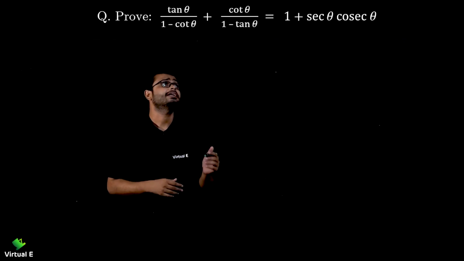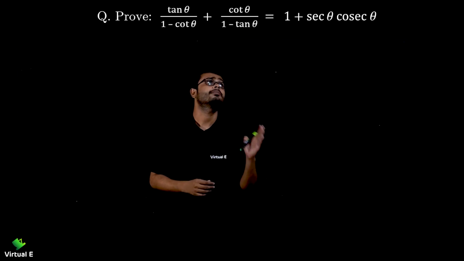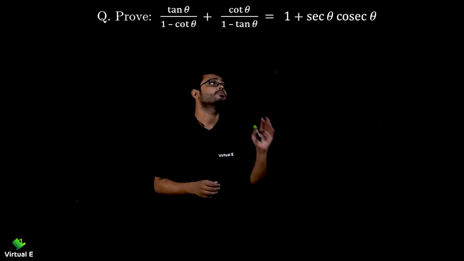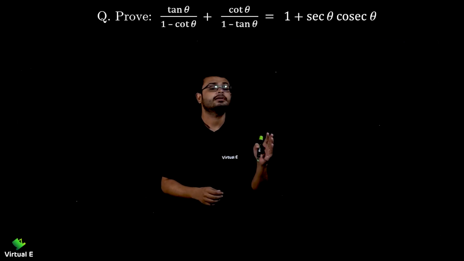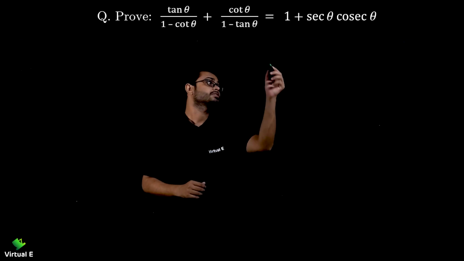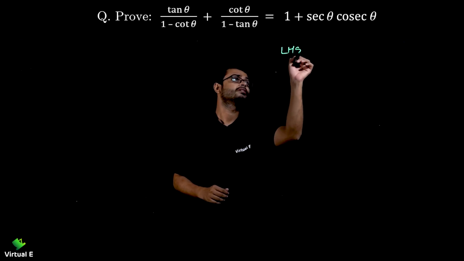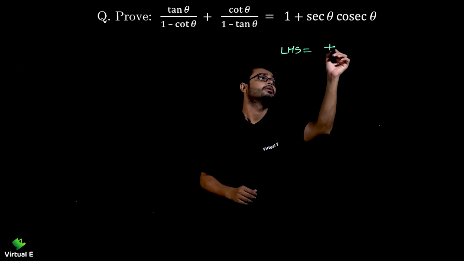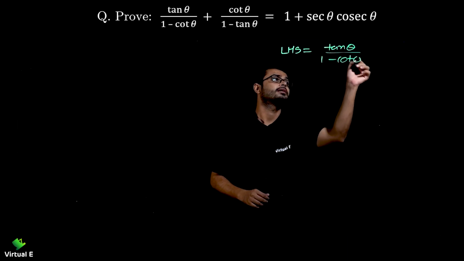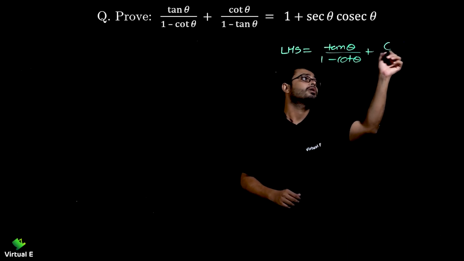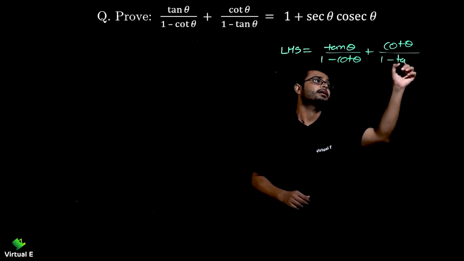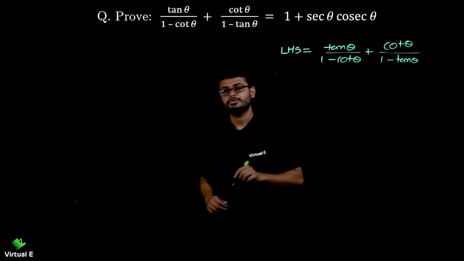Prove that tan theta over 1 minus cot theta plus cot theta over 1 minus tan theta is equal to 1 plus sec theta multiplied by cosec theta. So let's start with the LHS. LHS is equal to tan theta over 1 minus cot theta plus cot theta over 1 minus tan theta. Be careful while you write the question.